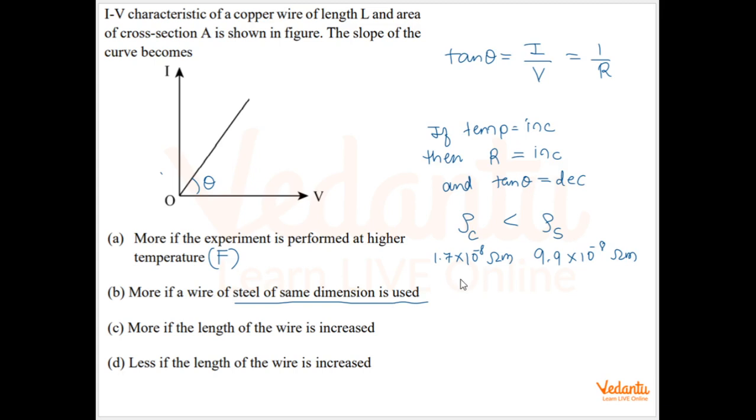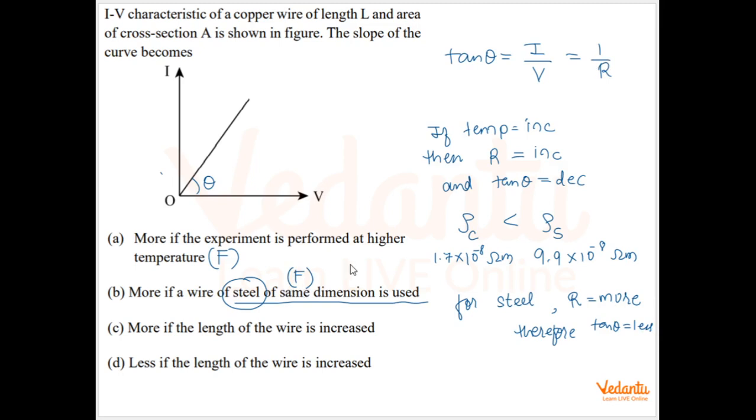So here if we change the wire to a steel wire, then in that case for the steel wire the resistance will be more, and therefore the value of tan theta will be less because the resistance is in the denominator. So this statement is also false.